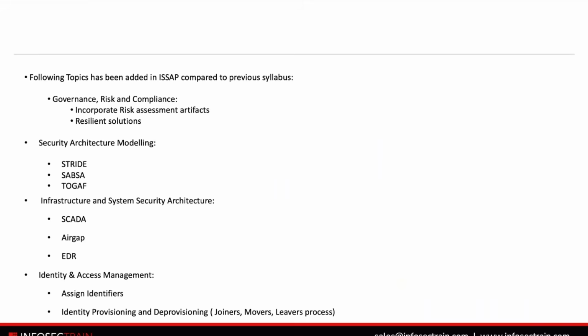In terms of your identity and access management, you are going to get questions on how to assign identifiers. You are going to get more and more questions on identity provisioning and deprovisioning, such as what should be the process based on the joiners, movers, leavers process. So when people join, what is the onboarding process? When people move from one position to another, what should be the process? When people leave the organization, the offboarding process. So the examination is going to ask more and more questions on identity provisioning and deprovisioning.